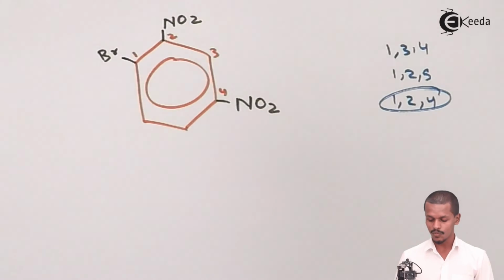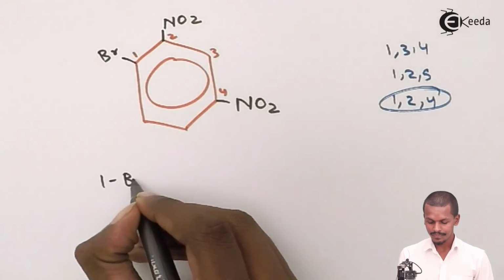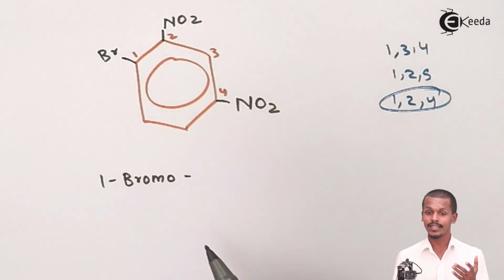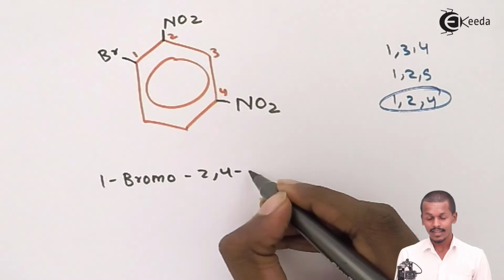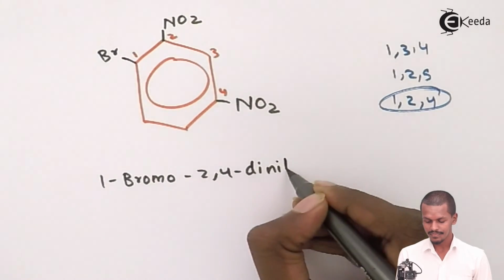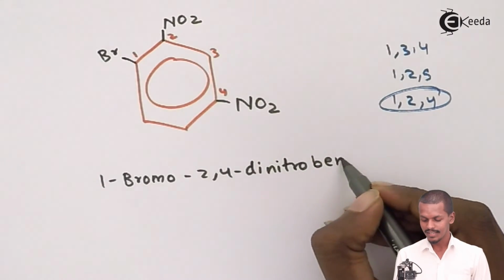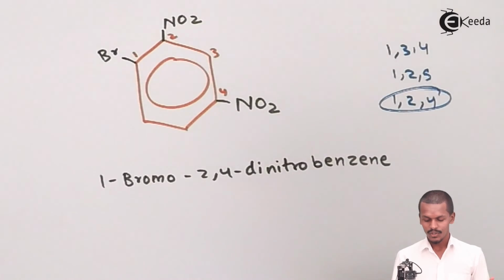Therefore the name of this one could be written as 1 bromo, then 2, 4 dinitro, and the overall name consists of benzene. So the name of this would be 1 bromo 2, 4 dinitro benzene. So the name of this one is what we have indicated over here.